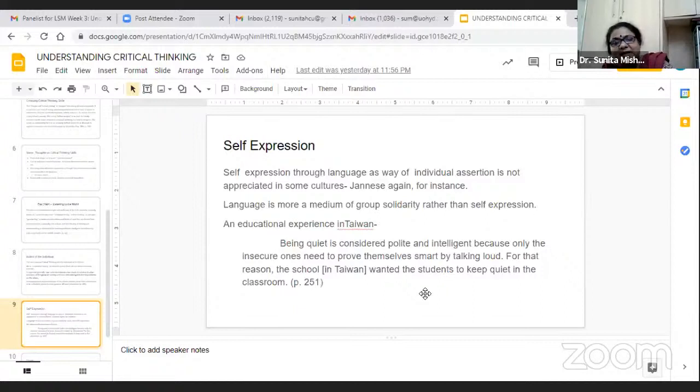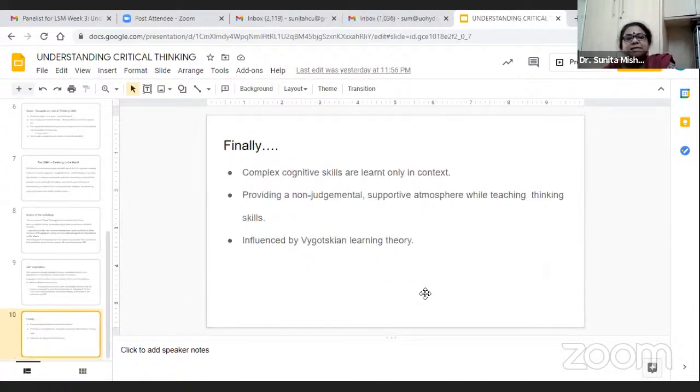So we come from different societies where all these things mean different things. We cannot assume that what is right for us, what is right for our way of thinking, is right for every society's way of thinking. And finally, I would like to end with saying this, that complex cognitive skills are learned only in context. So we cannot say that we will teach something to students because it is supposed to be good in a certain kind of socio-cultural context, and we have to import it into our context and teach it.